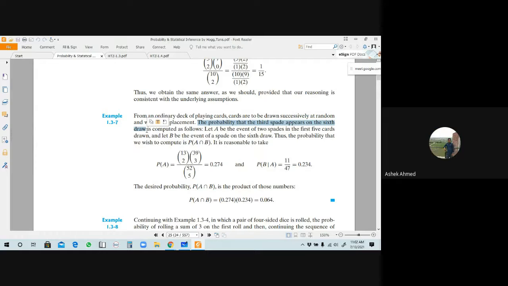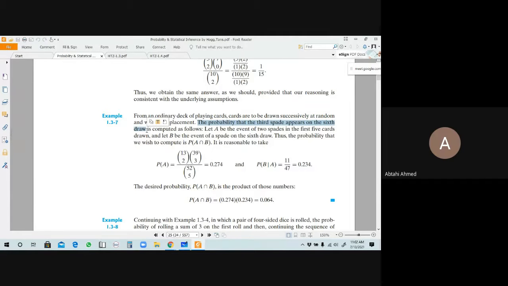Yes sir. Okay. So from here we can take a concept that I have already discussed. First of all, we have to find out that two spades appear on the 5 draws. পাঁচ ড্র থেকে যদি আমরা দুটো স্পেড পাই, তার প্রবাবিলিটি আগে জানতে হবে। আন্ডারস্ট্যান্ড? এরপরে ওটার উপর বেসিস করে আমরা সিক্সথ ড্রতে থার্ড স্পেডটা পাই সেটা ফাইন্ড আউট করবো। কি বুঝতে পারছো কনসেপ্টটা?